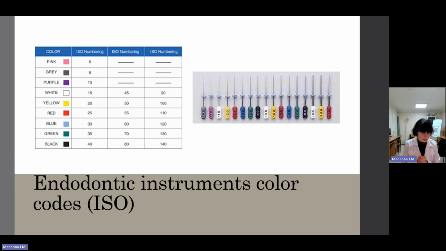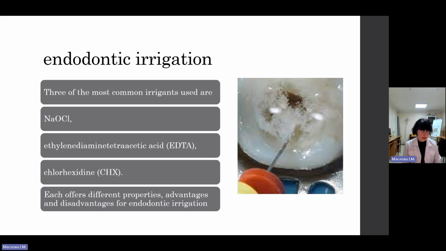Irrigating. What about irrigating solutions? Irrigating solutions are usually delivered using a syringe with a 27 or 28 gauge needle. Care should be taken to ensure that the needle does not bind in the canal and that irrigating solution does not pass into the periapical tissues.